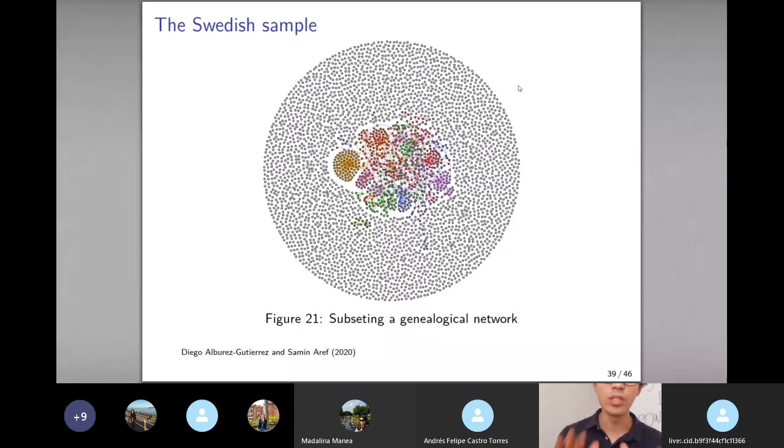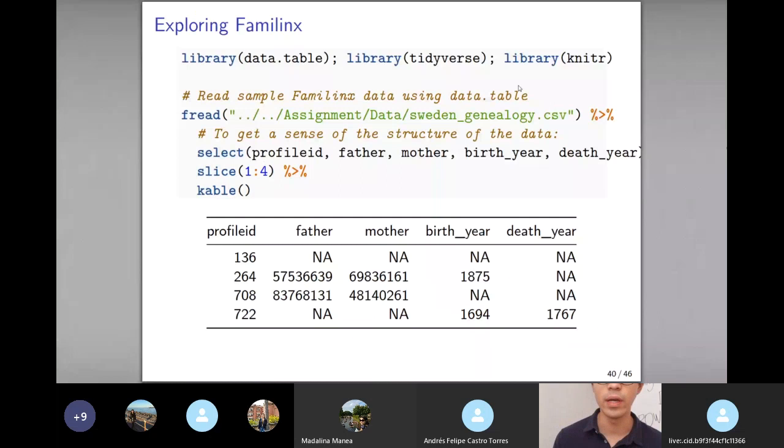So it's only about Sweden, right? And the way this is organized, if you have had the time to look at this, is there are columns. Each row is one person, and then you get the date of birth and the date of death of the person.